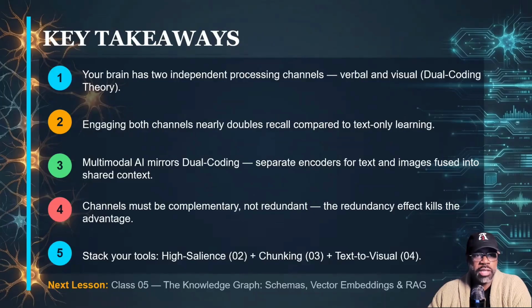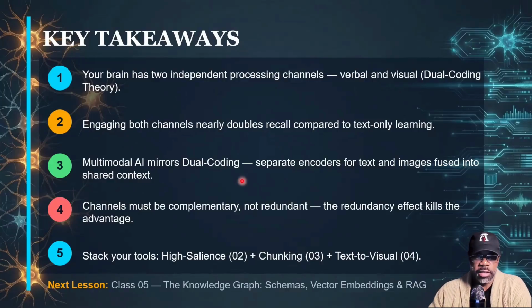Let's go over the takeaways here. Again, just a quick recap. Your brain has 2 independent processing channels, verbal and visual. Right? This is dual coding theory from Allan Paivio in 1971. That's where this emerged from. Number 2, engaging both channels nearly doubles recall compared to text-only learning. Number 3, multimodal AI mirrors dual coding. So that's our bridge from the human to the AI. We have dual coding as humans, and AIs have multimodal models.